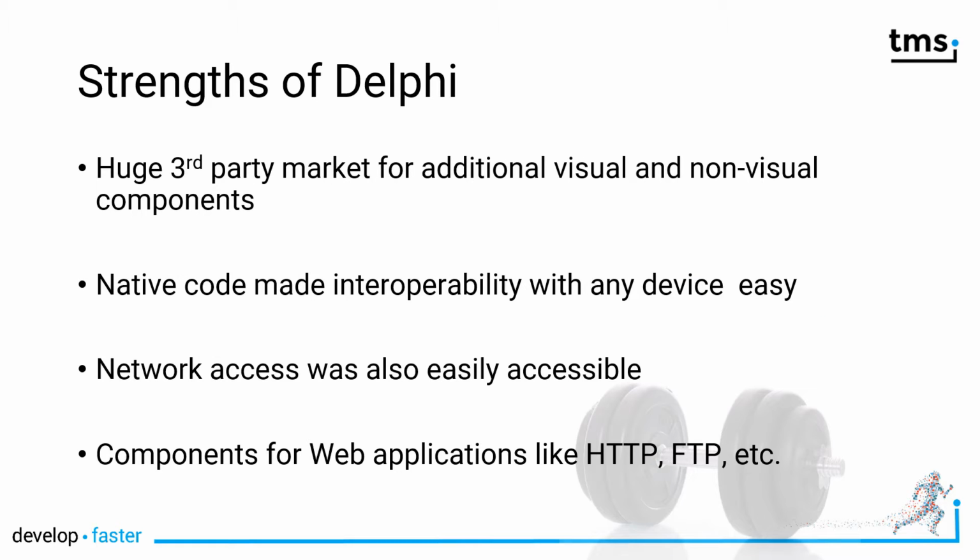Because of the object-oriented approach, it was very easy to extend the existing frameworks that came with Delphi for other companies, and that led to a huge third-party market. So it is very easy to find additional visual and non-visual controls for Delphi. Also, interoperability with any device was very easy due to the native code that Delphi produces. Also, even though we're talking Delphi 1 times, network access was easily possible. Today we have components for HTTP, FTP, and all other protocols that are part of the ISO/OSI model.